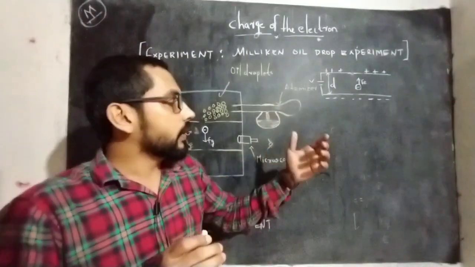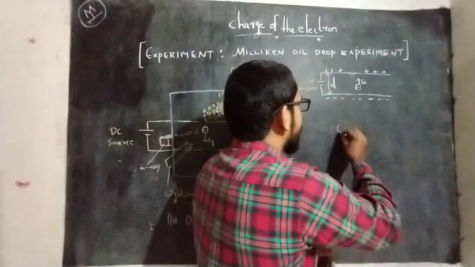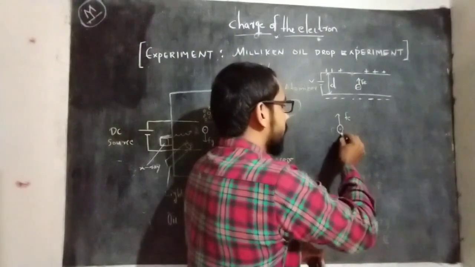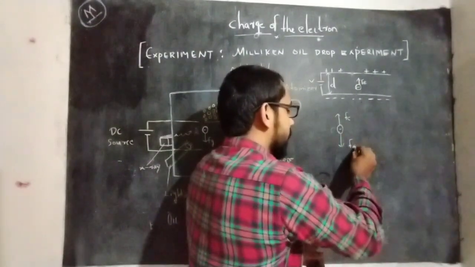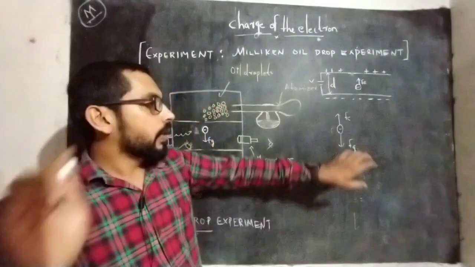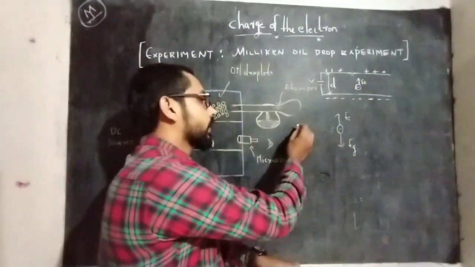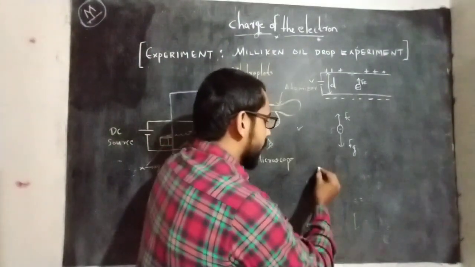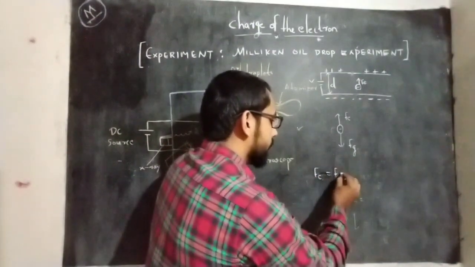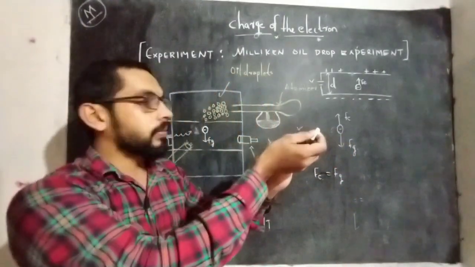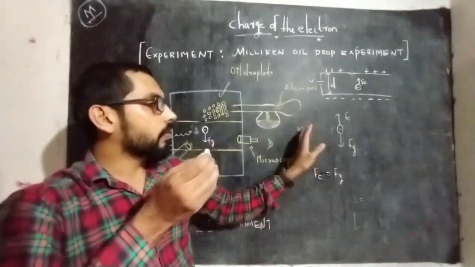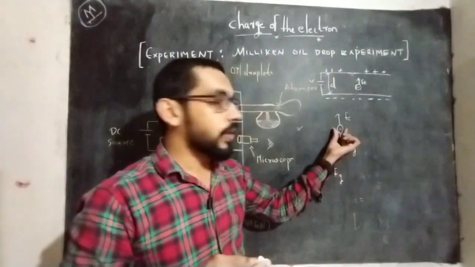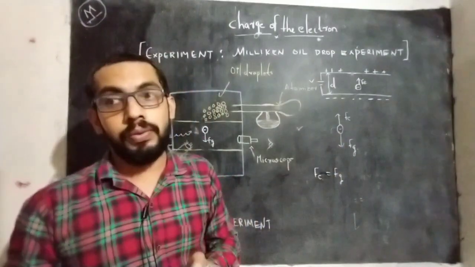He noted that voltage. Two forces are equal: the electric force and the gravity force. At a certain voltage V, Fe is equal to Fg. The oil droplets become stationary. He noted that voltage, and with the help of the voltage and the mass of the oil droplets, he found the charge of the electron.